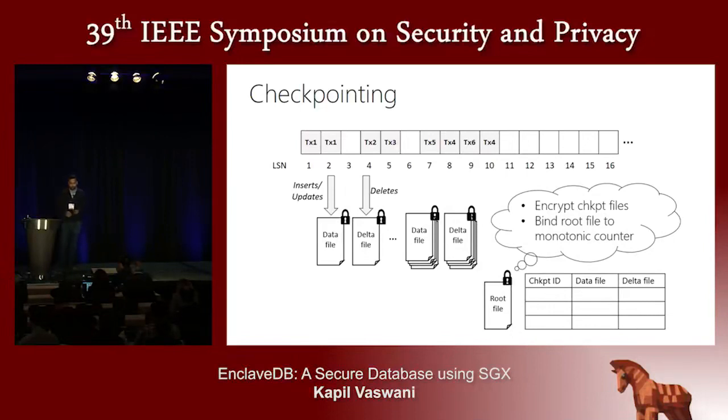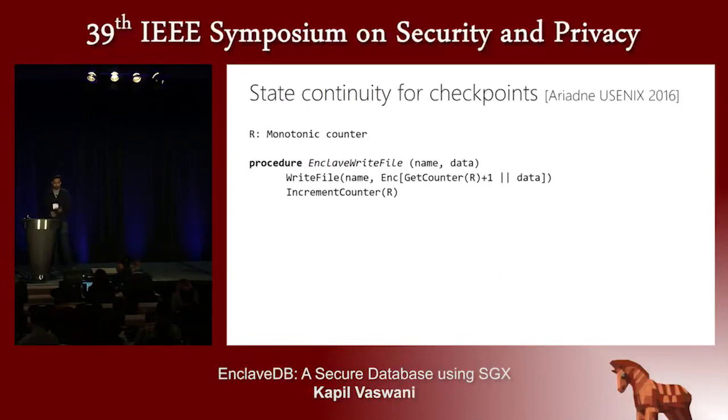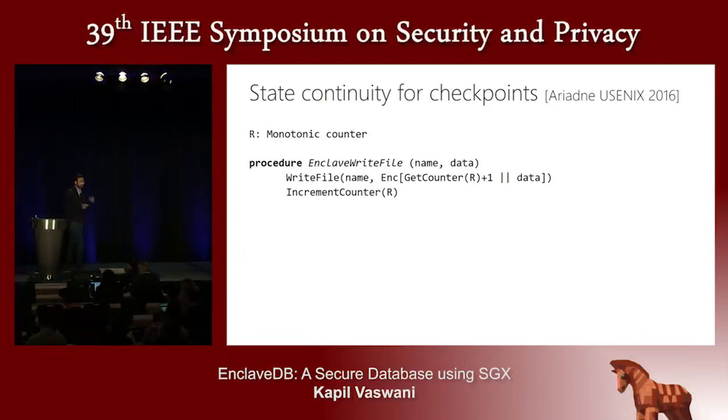And this process of binding the checkpoint file to a root file can be achieved using a protocol called Ariadne that was proposed in USENIX 2016. The idea here is that when we write the root file, we encrypt the root file, and in the root file embed the value of the current counter value, and then increment the counter after the file has been written out.